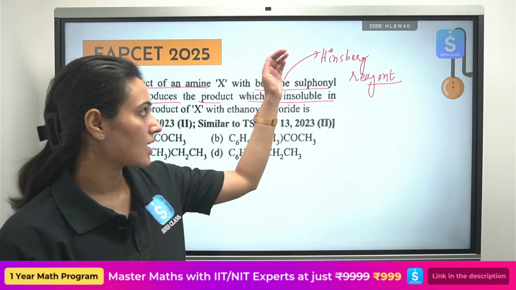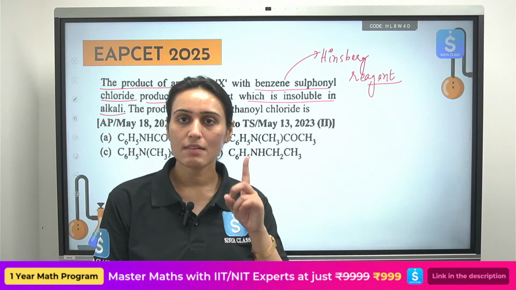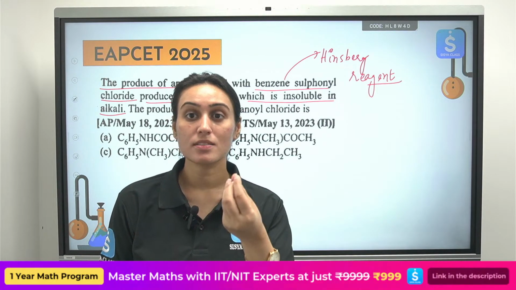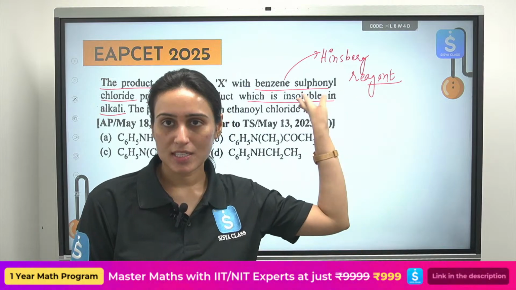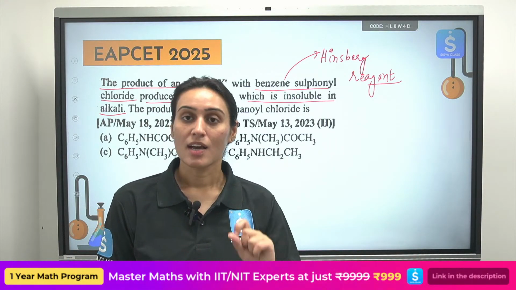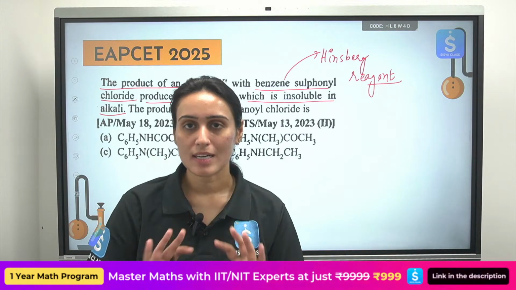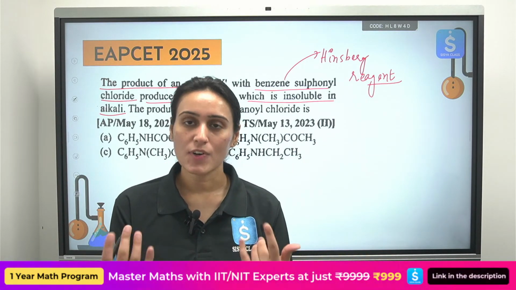Hinsberg reagent reacts differently with primary, secondary and tertiary amine. With primary amine, it will give you a soluble product with alkali, so it is definitely not primary amine. With secondary amine, it will give you an insoluble product. With tertiary amine, it will not react. So we are looking for secondary amine.